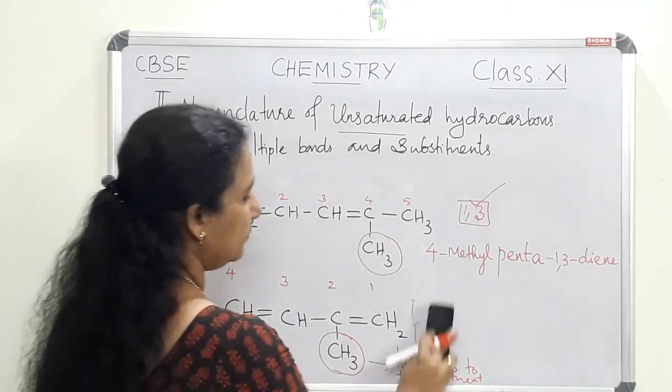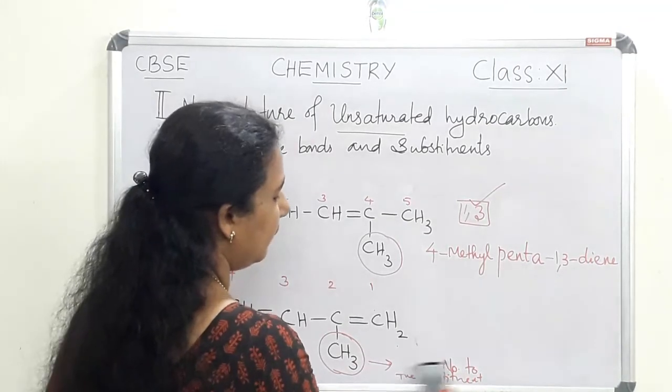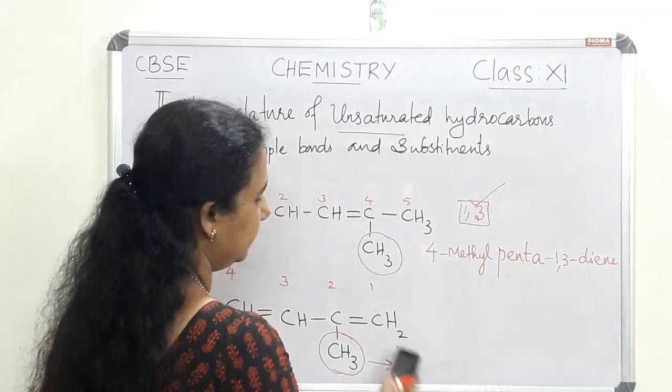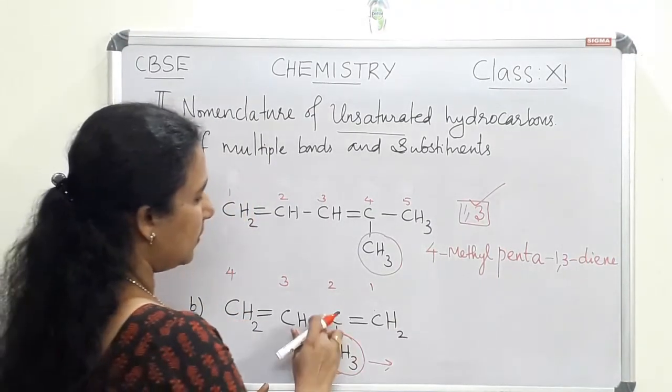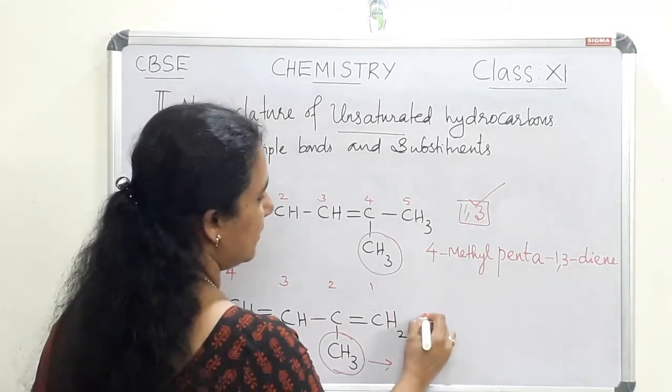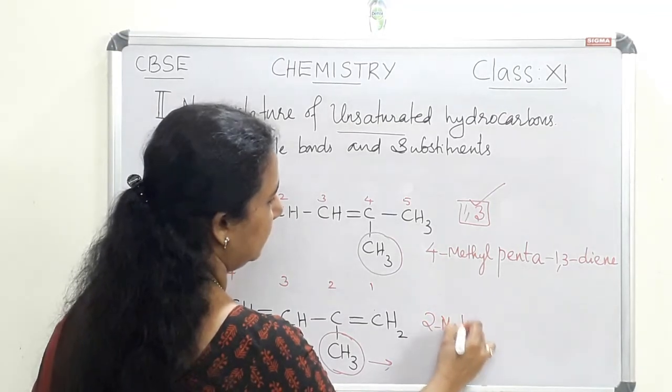So the name of this compound will be, first of all, we have to write the substituent. The substituent is in the second position. So 2-methyl.